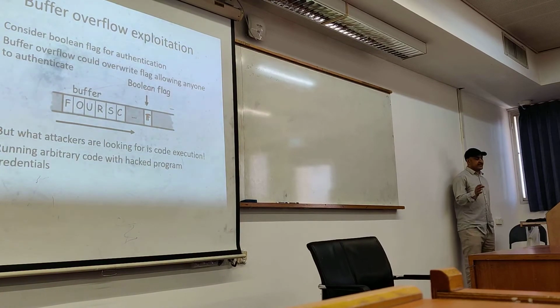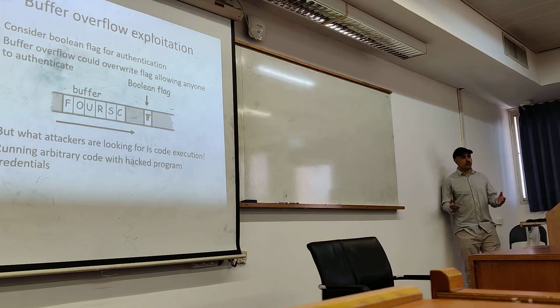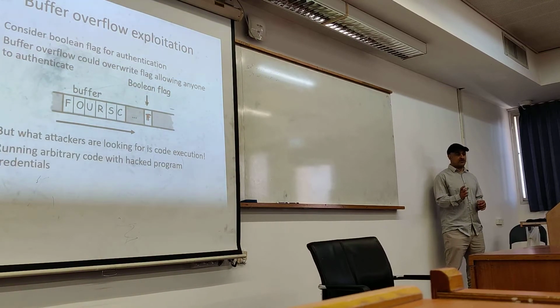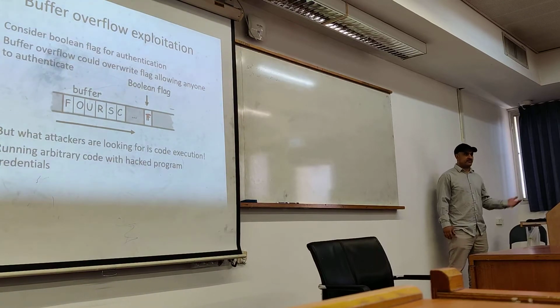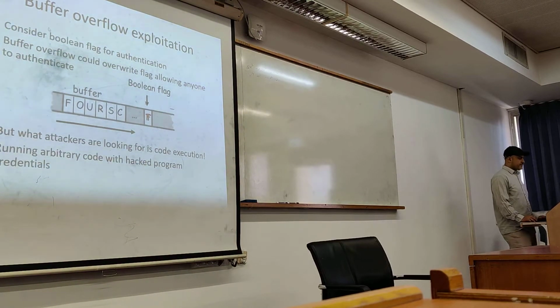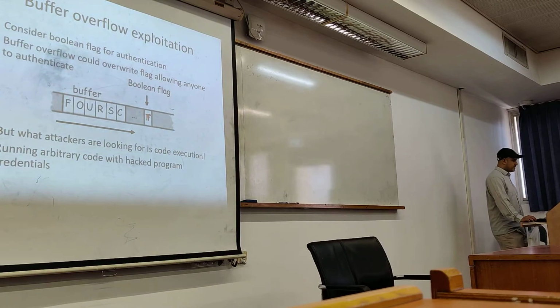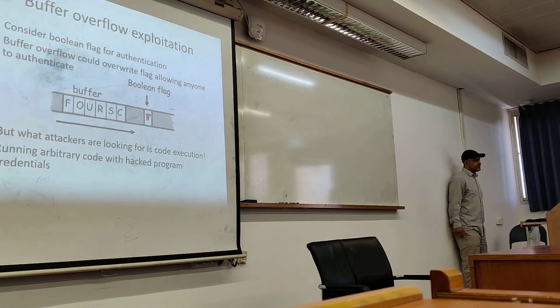How do you find where it is? The idea is you don't know, but you can check. The system is going to get input from the user, right? So the user can change the input until he gets a result. That's the idea in general. So that's an example of a buffer overflow and how to exploit it. But what attackers are actually looking for is code execution, not just to turn the flag from false to true.